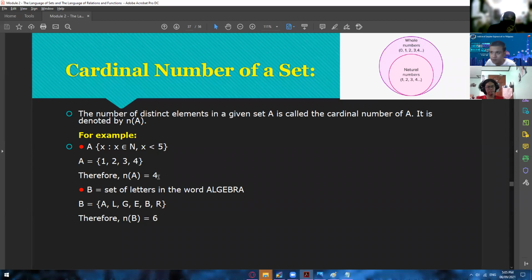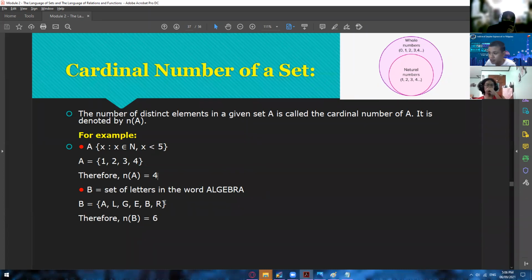So are we clear so far? So it's like, cardinal number is equal to the count of elements of that set. Did you guys get the idea so far? Okay, so the same with letter B. B is equal to the set of letters in the word algebra.